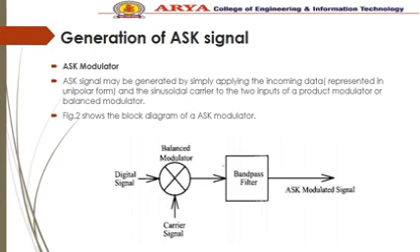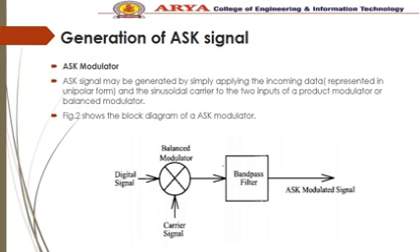Generation of ASK signal. An ASK signal may be generated by simply applying the incoming data and the sinusoidal carrier to the two inputs of the product modulator or a balanced modulator. The product modulator is a diode switch which works as a rectifier. When we give it a high input, it passes it, and when we give it a 0 signal, it blocks it, or we can say that it passes the DC 0 signal. According to this concept, we will study the working of the ASK signal.